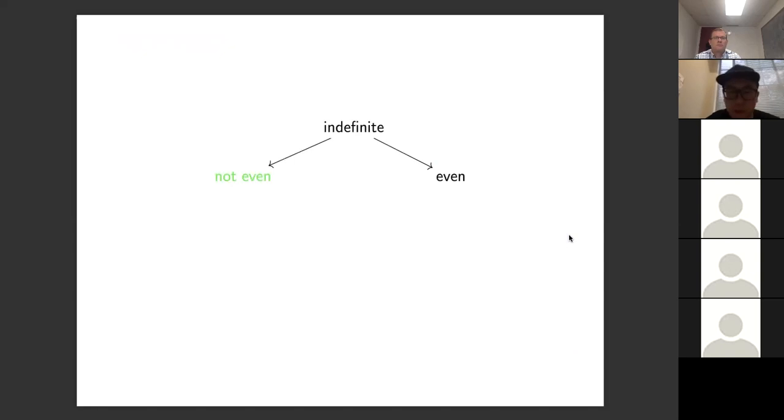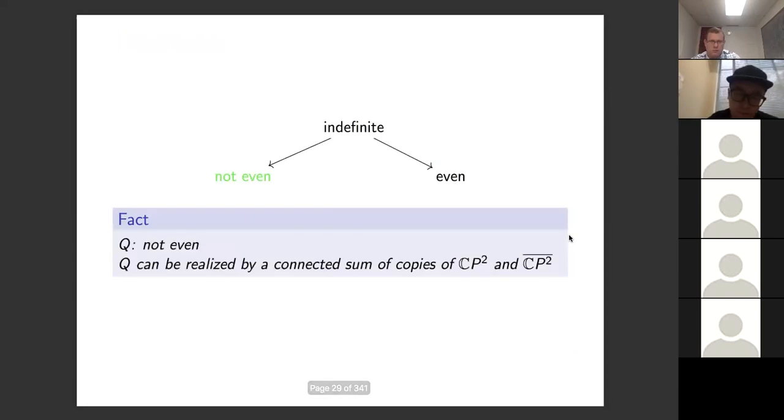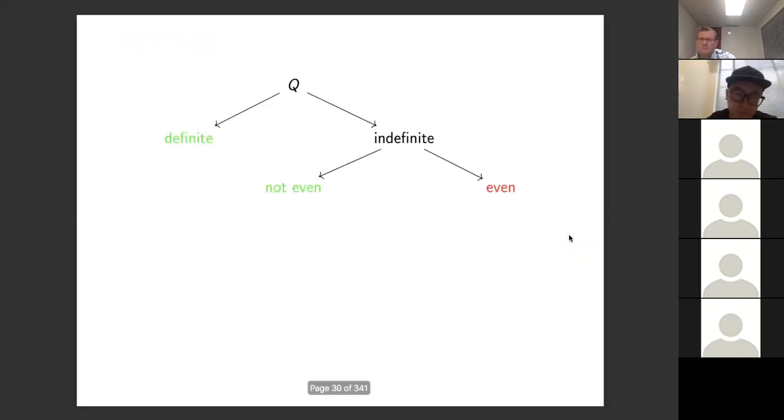Let's first talk about the not even case, namely all the entries are on the diagonal and either 1 or minus 1. You can directly see that it can always be realized by connected sums of copies of CP2 and CP2 bar. CP2 bar means you reverse the orientation. So that answers the not even case. The only remaining case in the geography problem is the even case.